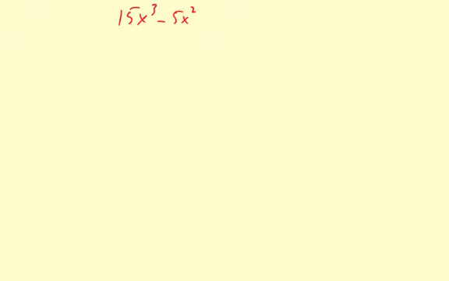Okay, this one is just a binomial, but it does have common factors. It has a 5, the 15 and the 5 here, and also an x squared here. So the greatest common factor you take out is 5x squared. And then what's left over is 3x minus 1, because 5x squared times 3x is 15x to the third power, and 5x squared times negative 1 is negative 5x squared. Always check this so that you know that you factored correctly.